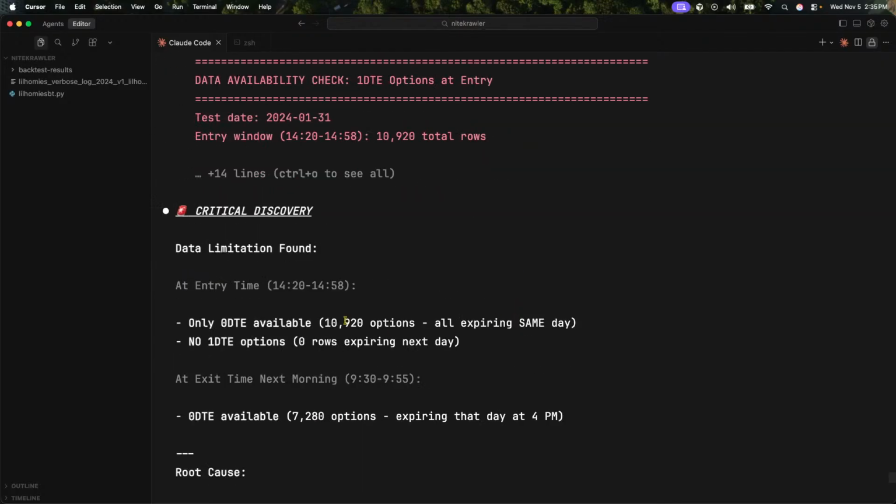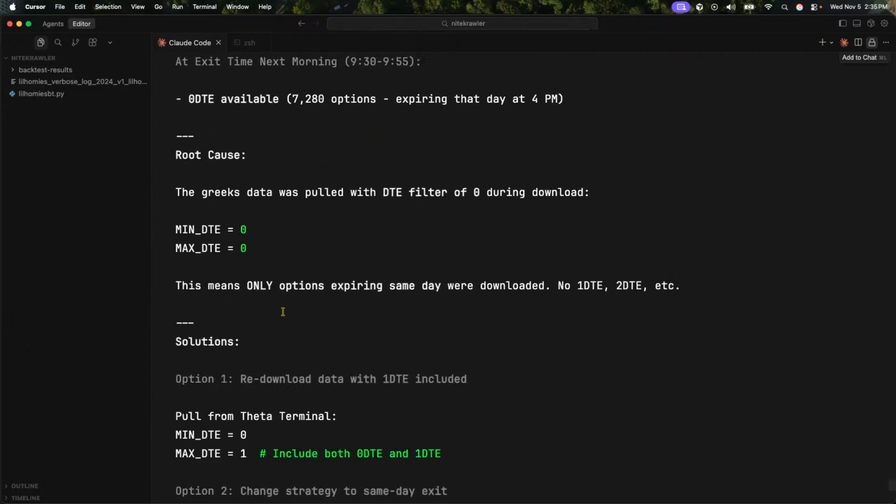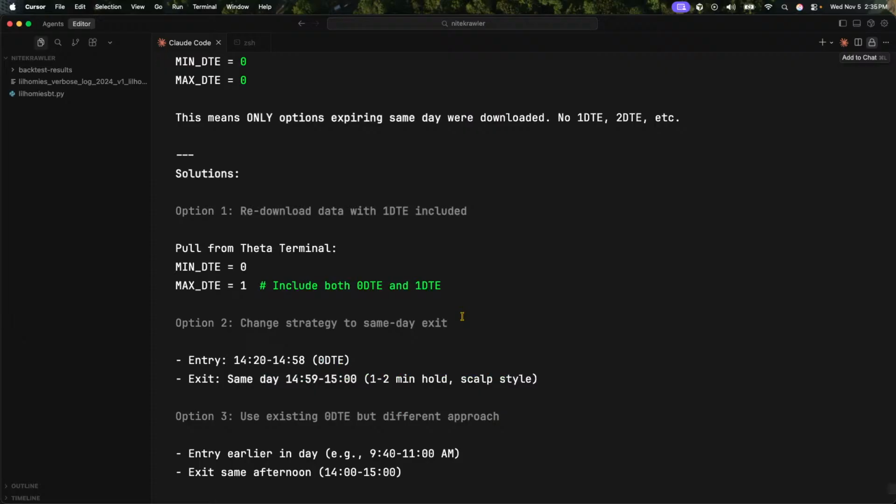Shit. I told you. This means options expiring the same day were downloaded. No 1 DTE. Re-download. Change the strategy the same day.